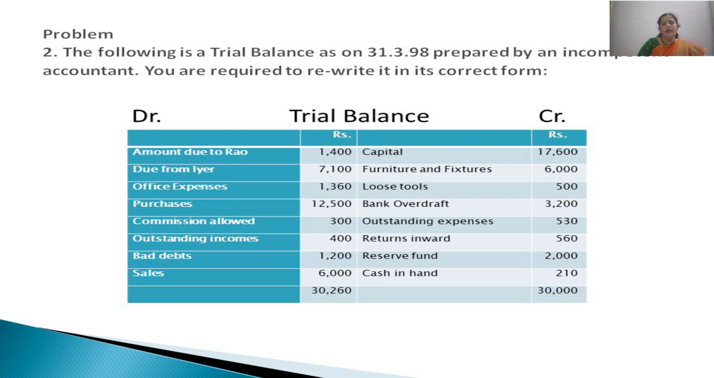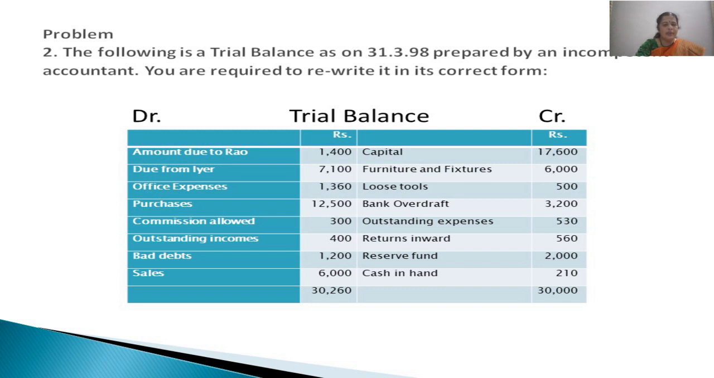You have borrowed some amount, that is 1400, from Rao, and it is still due from you to Rao. Due to Rao means you have to pay to Rao. What is it for you? Is it an asset? Definitely not, because you have to still pay it to Rao. It means it is your liability, and this accountant has shown that it is showing a debit balance. Is it correct? Then due from Iyer, it is okay.